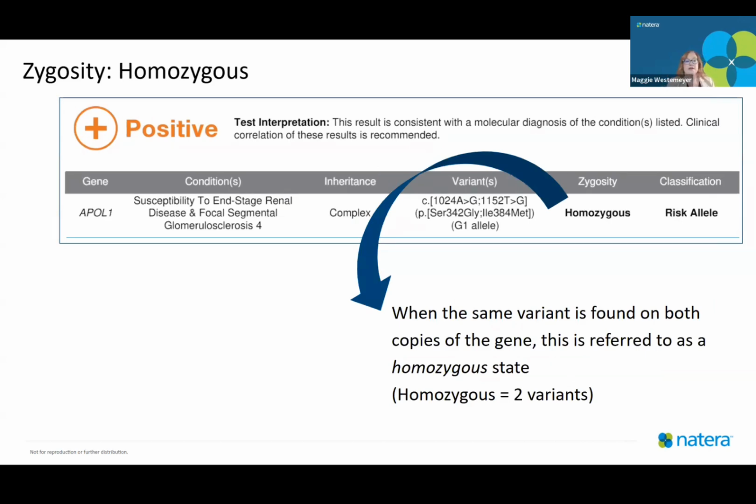And so for homozygous variants, that definition is just that there is the same variant identified in two copies in the individual.